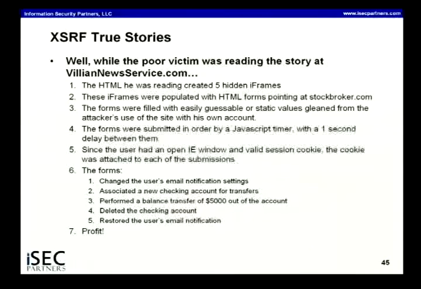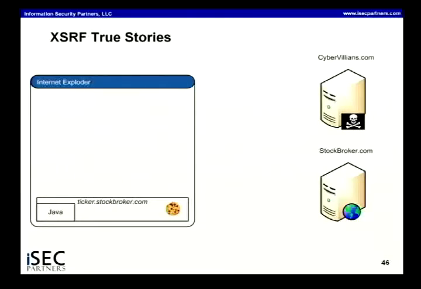online account. And then it performed a balance transfer saying, hey, please send a check to this new checking account. And then it deleted the checking account and then changed the user's email notification back. All there was was the log that it happened, and the $5,000 had gone away. It's probably easier to understand if we look at a nice little graphic, right?